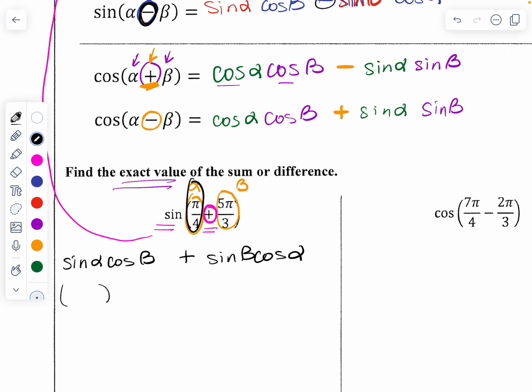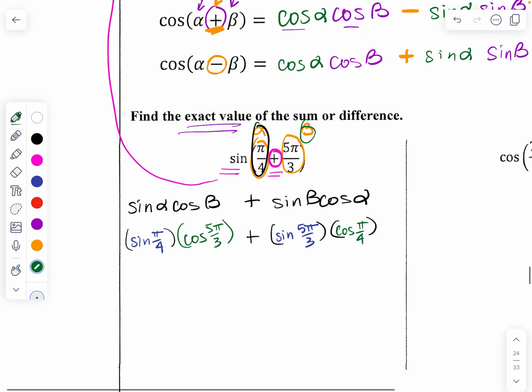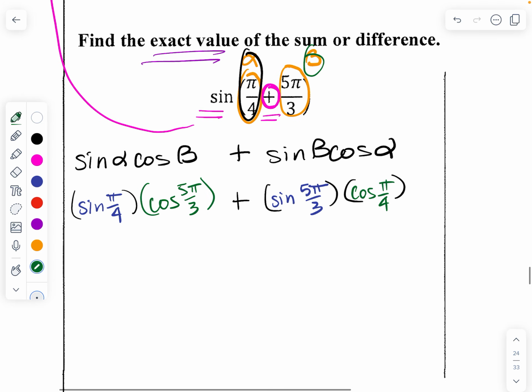So we're going to say, okay, sine of pi over 4 times the cosine of the second one, cosine of 5 pi over 3, plus sine of the second angle times the cosine of the first. So as you can see here, we're looking at sine and cosine of these two angles. Okay, so now let's draw out alpha and beta.